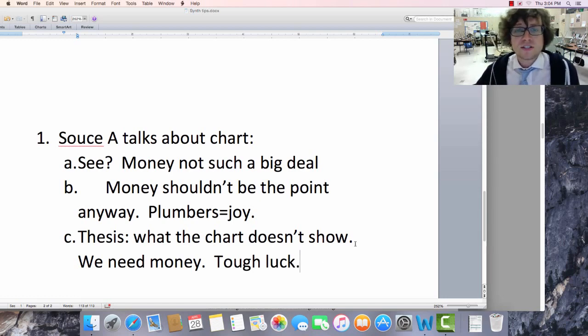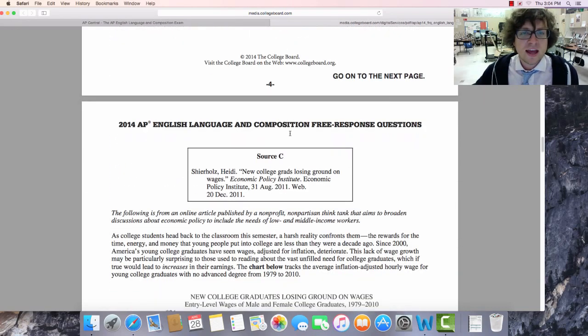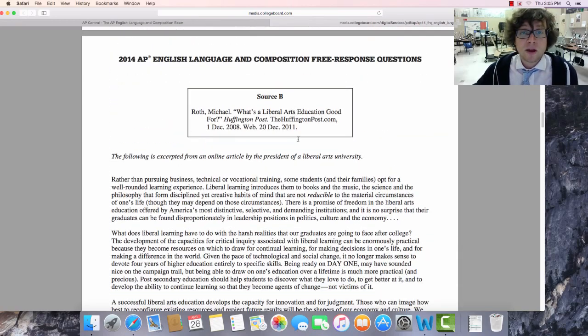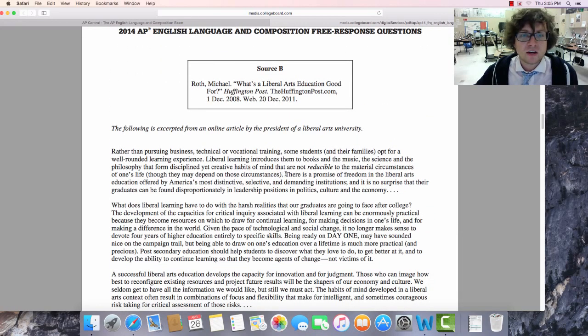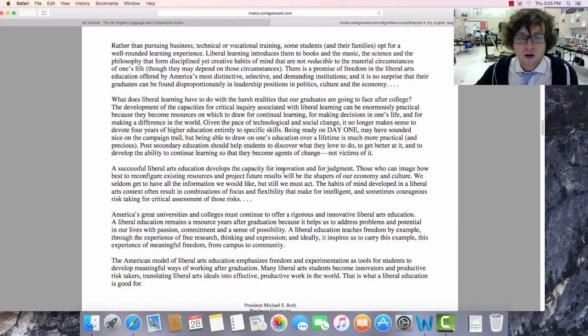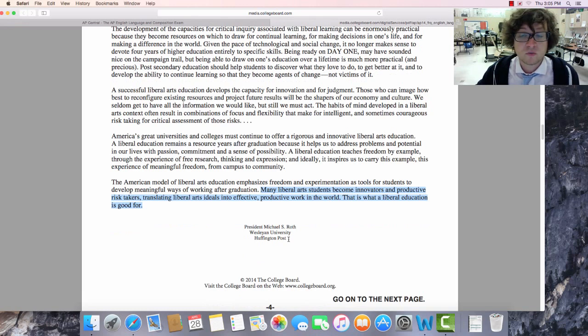So now I have a thesis, and now I can go back and look at some of the other sources that I've read, and I can see if there's any other things I could use to help me. So if I compared source B to the chart, I think source B would probably talk about the importance of, as it says, a liberal arts education. Down here, for talking about the chart and talking about money, it says many liberal arts students become innovators and productive risk takers, translating liberal arts ideas into effective, productive work in the field.